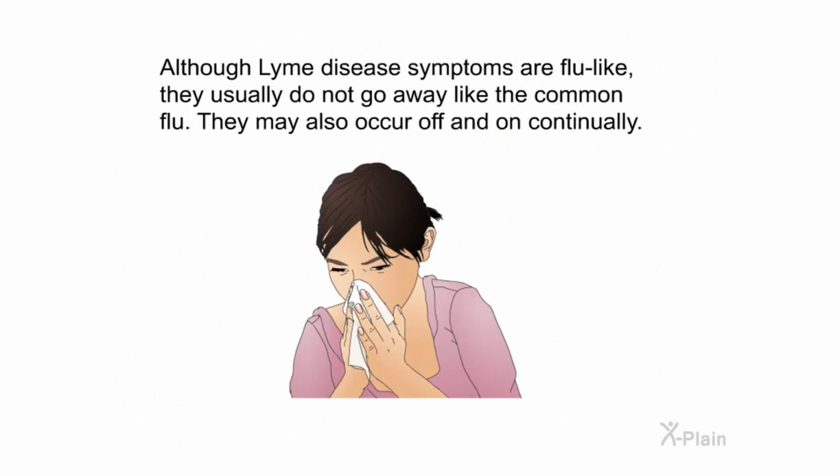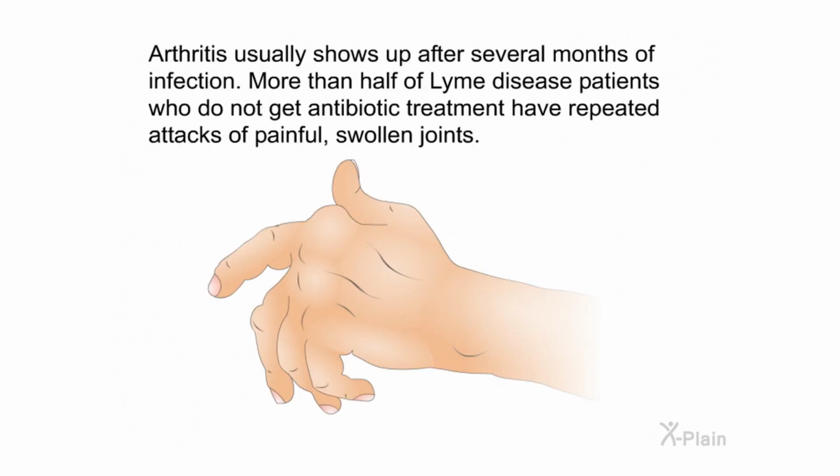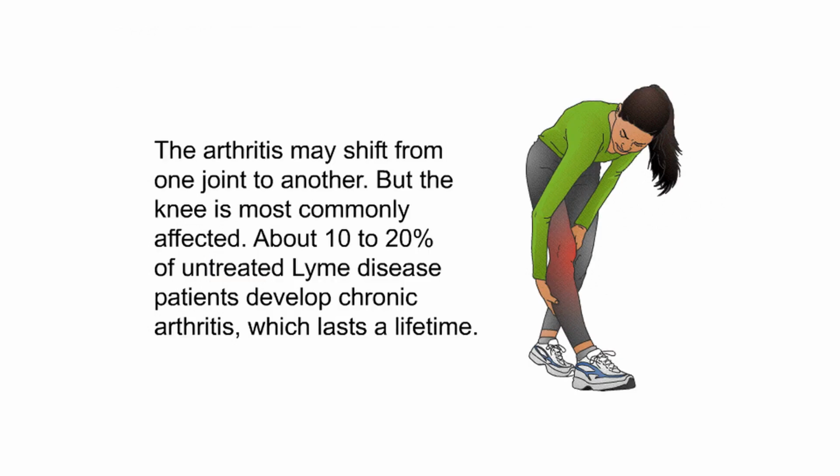Although Lyme disease symptoms are flu-like, they usually do not go away like the common flu. They may also occur off and on continually. Arthritis usually shows up after several months of infection. More than half of Lyme disease patients who do not get antibiotic treatment have repeated attacks of painful, swollen joints. The arthritis may shift from one joint to another, but the knee is most commonly affected. About 10 to 20% of untreated Lyme disease patients develop chronic arthritis, which lasts a lifetime.